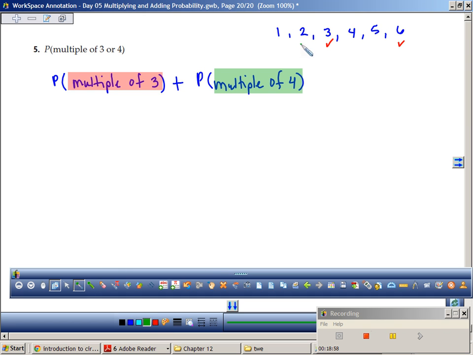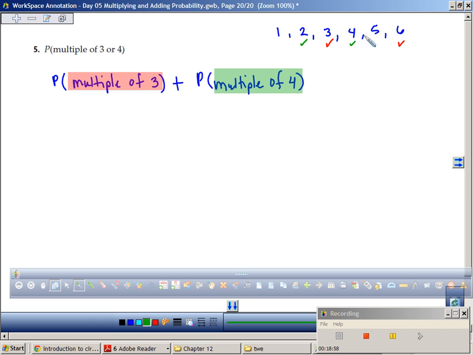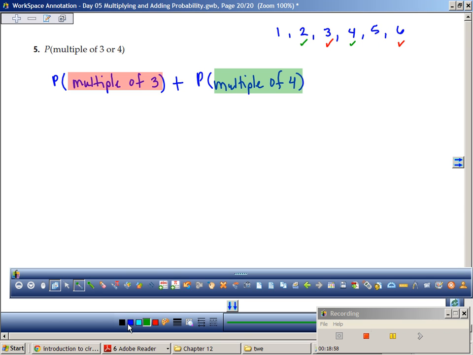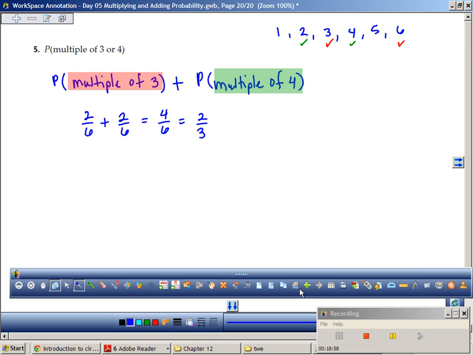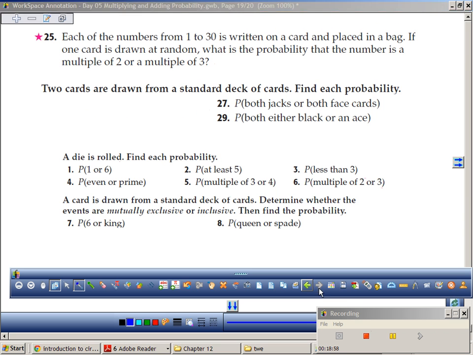So 1, no, 2, yes, 4, yes, 5, no. So both of them have 2 options. So this would be 2 out of 6 plus 2 out of 6, which is 4 out of 6, which is 2/3. Okay, last one I'm going to do. I'm going to do 27, and you guys can do 29.